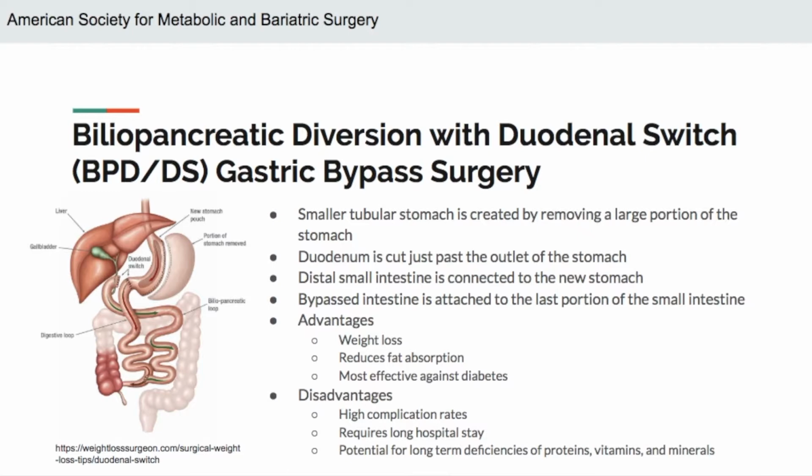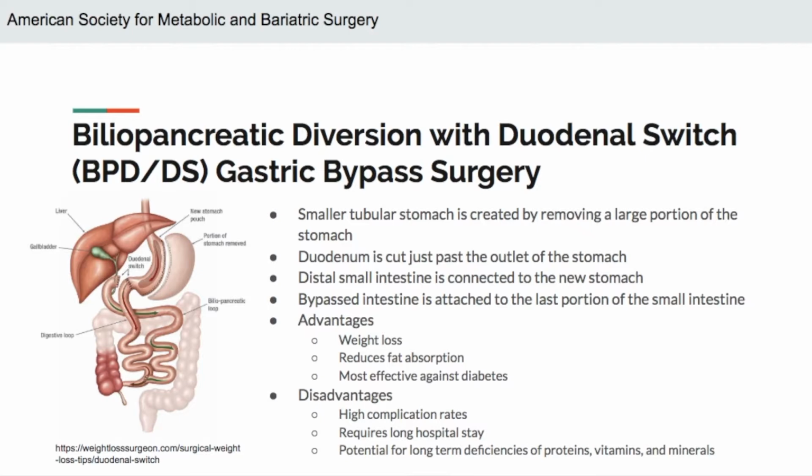So the bottom end of the small intestine is brought up and connected to the new stomach pouch at the newly opened outlet, and the top end is attached to the small intestine further down the bottom end, and the duodenum remains connected to the pancreas and gallbladder, so the pancreatic enzymes and bile enter the intestine further down. This allows for pancreatic enzymes and bile to bypass the food, so absorption of protein and fat is decreased.